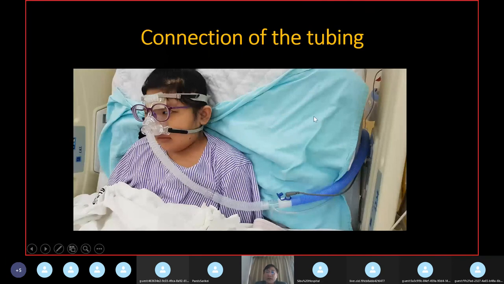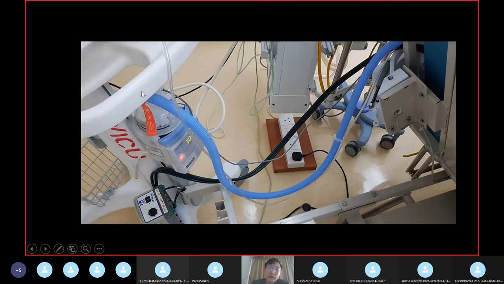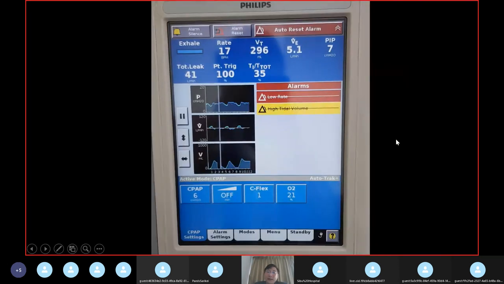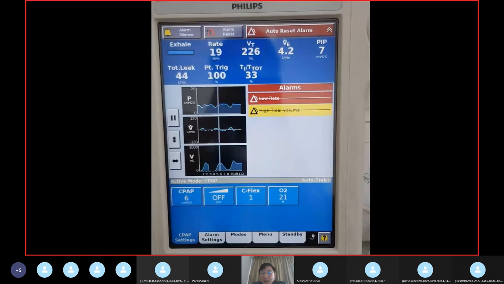No doubt in Cebu, you do not have this heated wire tubing, but the heated chamber will sometimes be sufficient. But there are certain tricks that we can look into later as we go along. Now let's come to the machine proper.